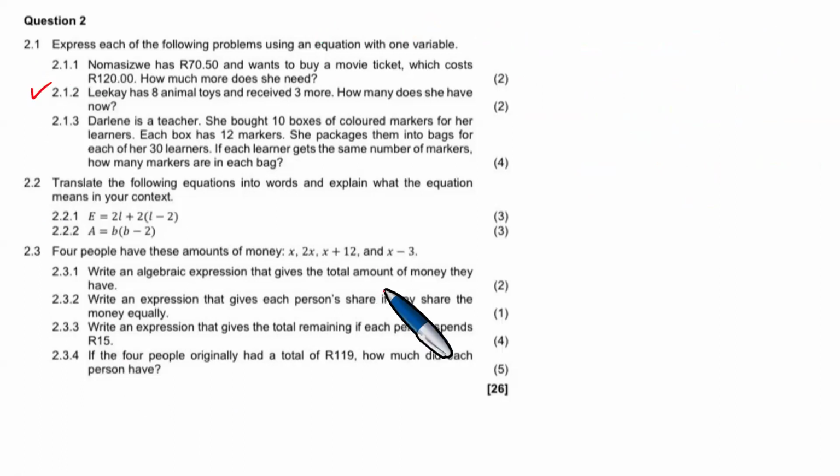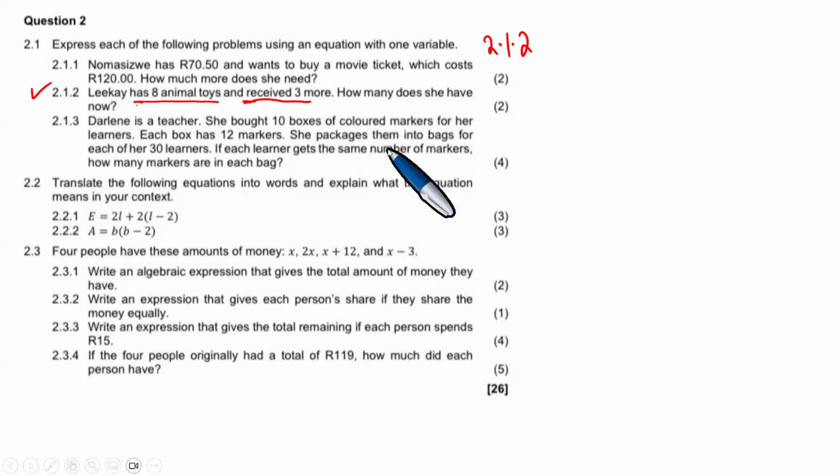Right, next we're looking at 2.1.2. Lee K has 8 animal toys and received 3 more. How many does she have now? Okay, we're good. Looking at 2.1.2: Lee K has 8 animal toys and received 3 more. How many does she have now?